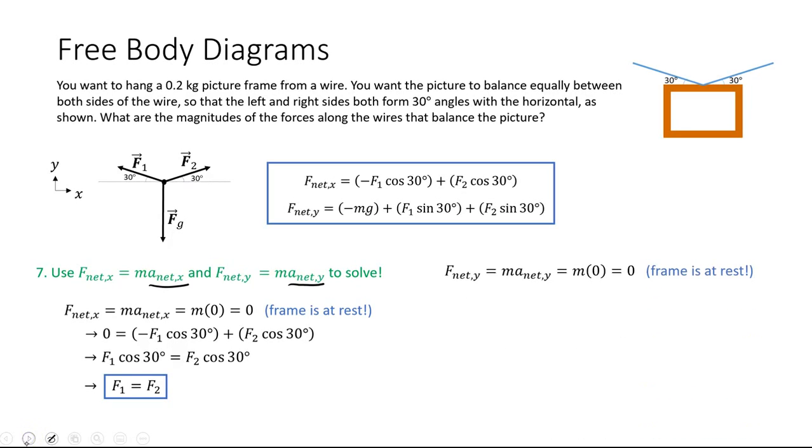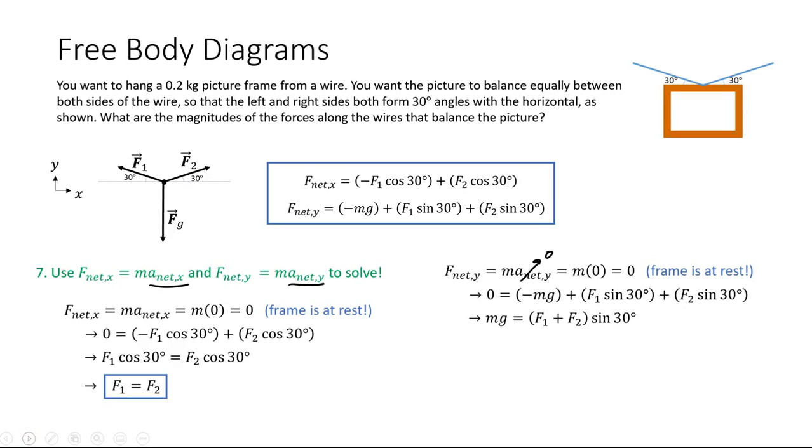All right, so let's go ahead and do our y components to figure out what that magnitude is. We know F net y is equal to m times a net y. We said up above a net y is 0, because our frame is at rest, and so F net y must also be 0. Now we take that 0 and we set it equal to the sum of all the y components of the forces acting on our object. I just plug that in from the previous slide, and then we can rearrange.